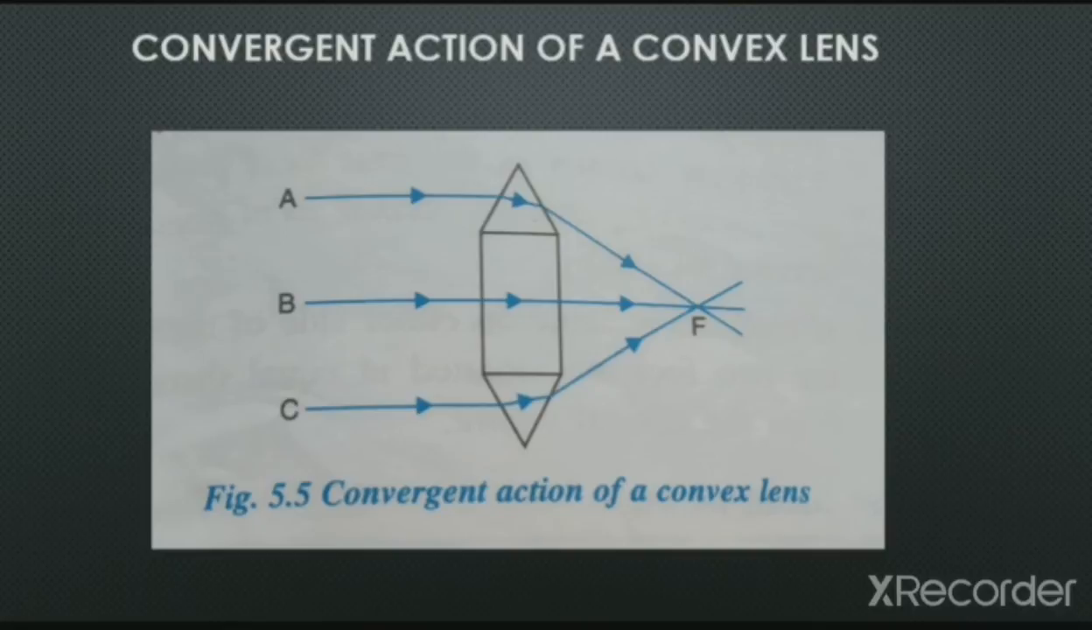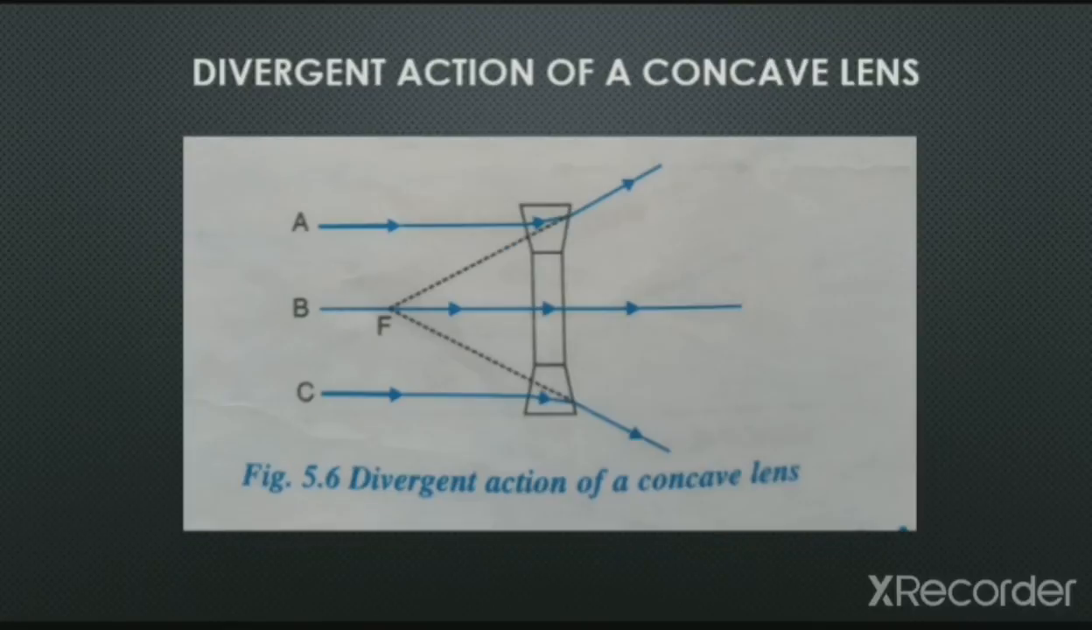So in this figure, we will see the diverging action of a concave lens. Again we draw the same figure of the lens divided into three parts. The upper and the lower part will behave as a prism and the middle part will behave as a glass block, and three rays of light are taken striking the upper part, lower part and middle part of the concave lens. In the middle part, it is a glass block, the ray is incident normally, so it will pass undeviated.